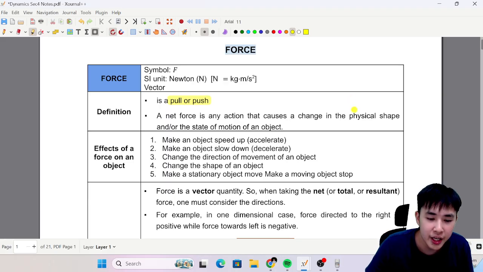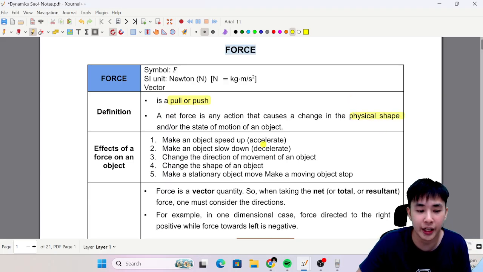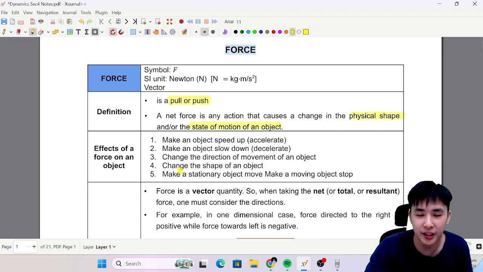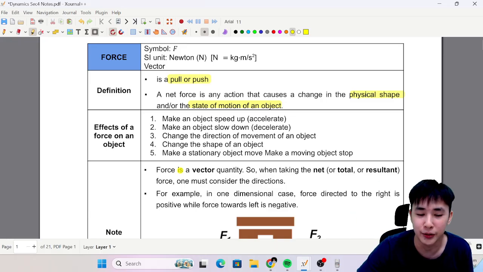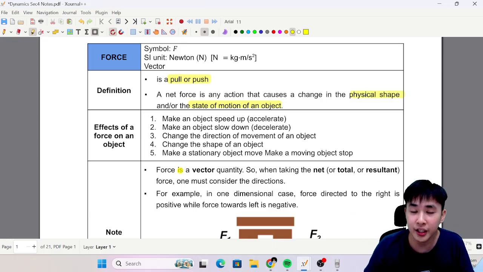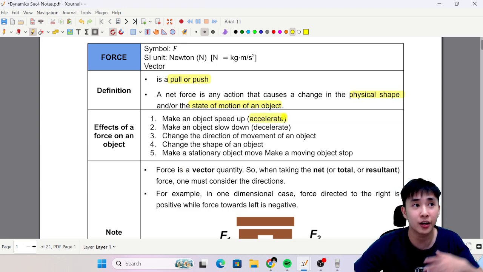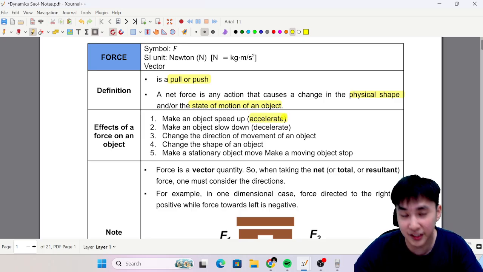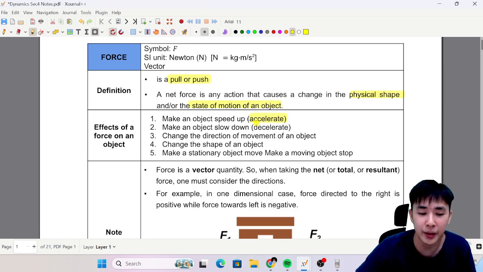For example, it can cause either the shape to change or it can cause the motion of the object to change. Okay, actually there are five things that it could do. It could make an object that wasn't moving start to move, and we call this acceleration. It could make an already moving object move even faster, so it's the same thing, it can make an object speed up. Or it could do the opposite, it could also make an object slow down.